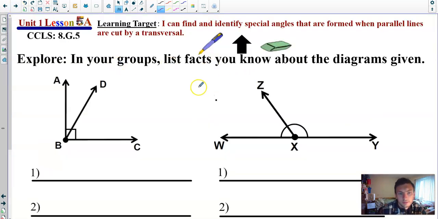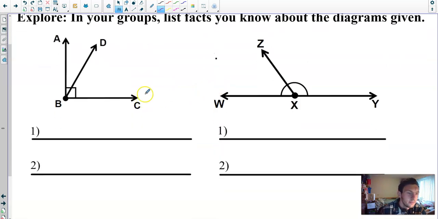Okay, so in your groups, well, we're going to do this together. List facts you know about the diagrams given. So one thing I notice right away is we have a 90-degree angle. So there's a lot of facts we can list. I'm only going to put the main ones here. So we have a 90-degree angle. And since it's a 90-degree angle, what does that tell us about these two lines, about AB and BC? What do we call lines that intersect and form a 90-degree angle? Hopefully you're thinking of the correct word. It is perpendicular. So AB and BC are perpendicular because when they meet, they form a right angle.